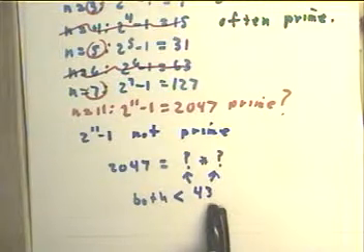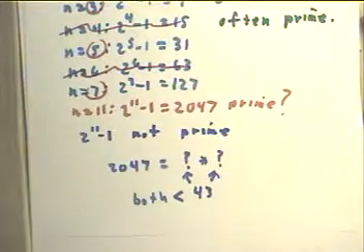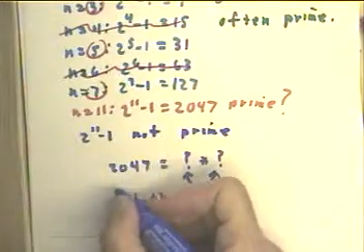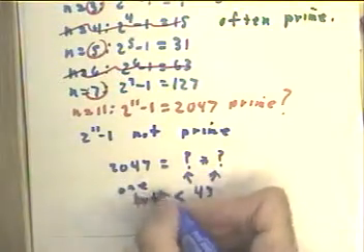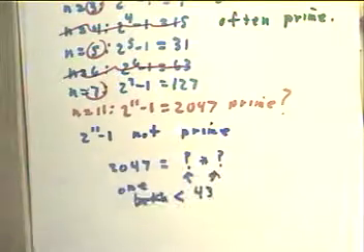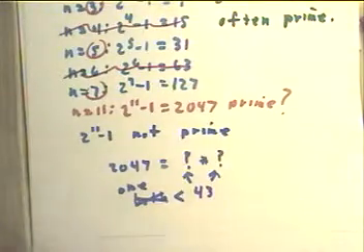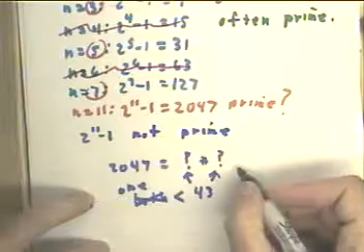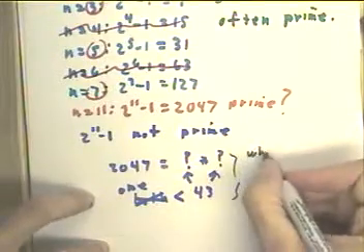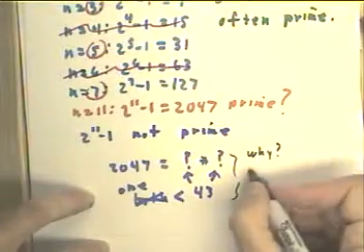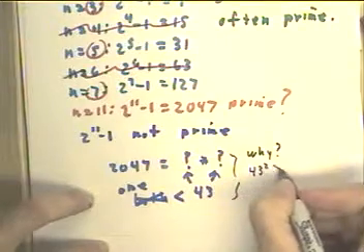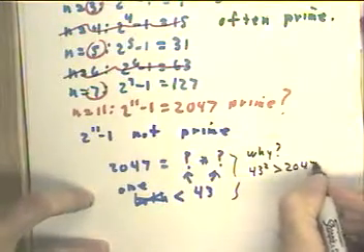Why is that? But they're not both less than 43. One of those numbers is less than 43. Must have been late when I wrote down that both. The reason one of those numbers is less than 43, why? Because 43 squared is bigger than 2047.